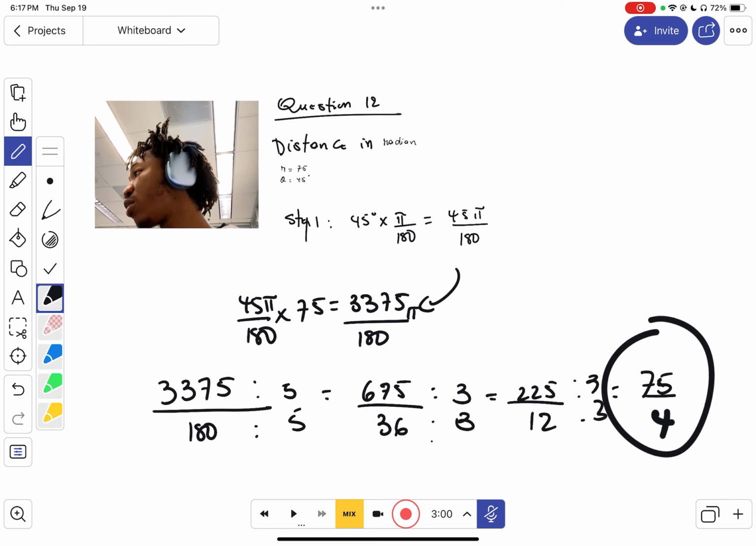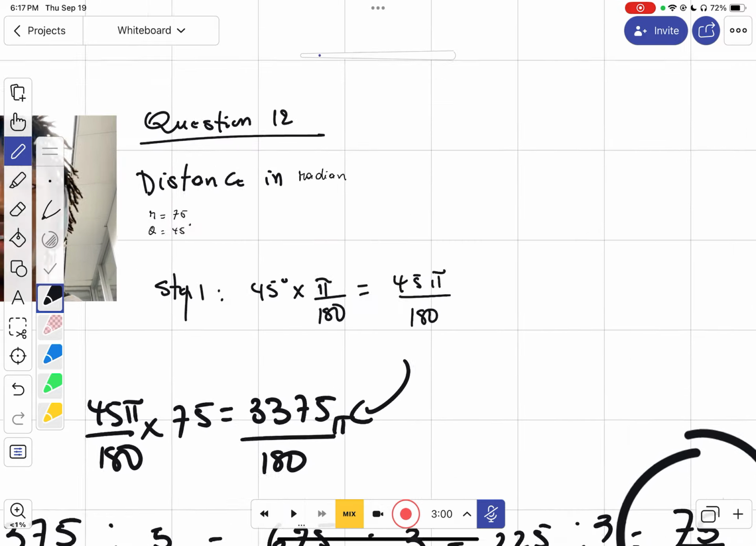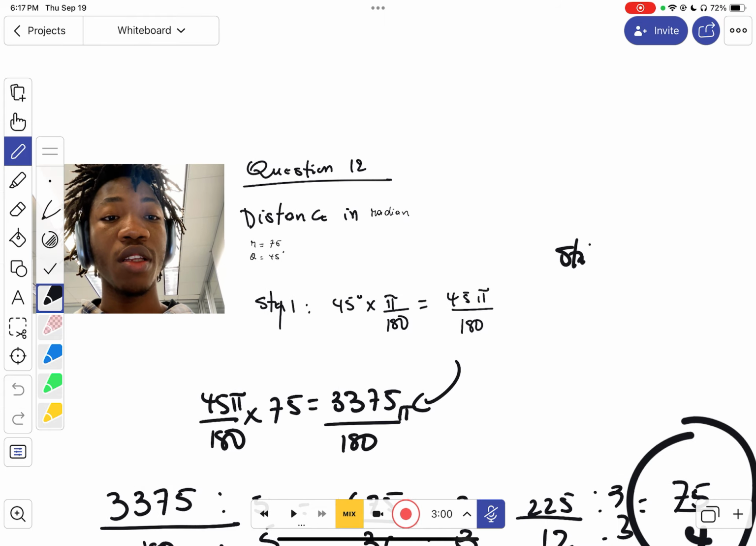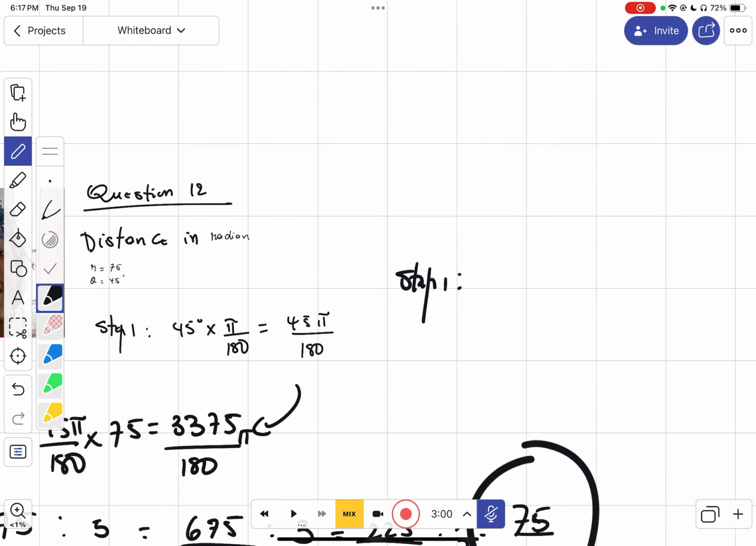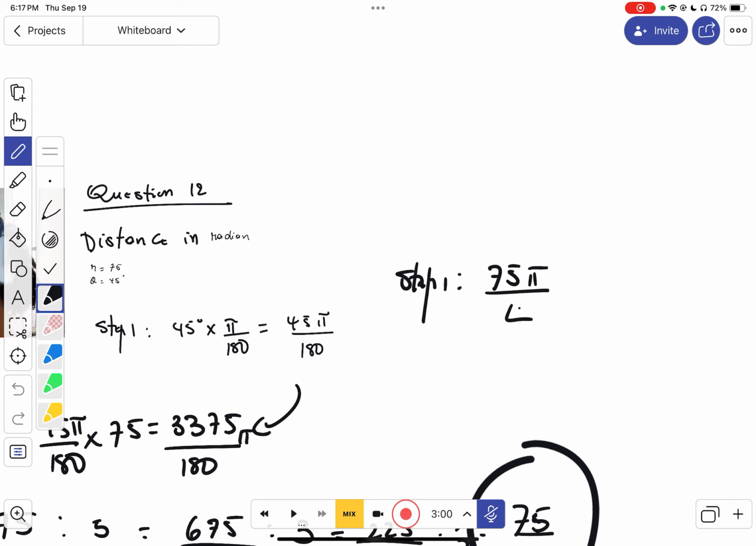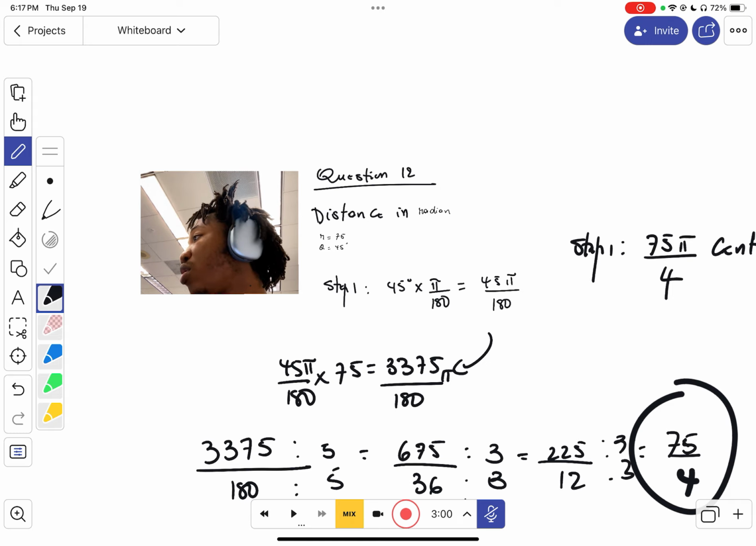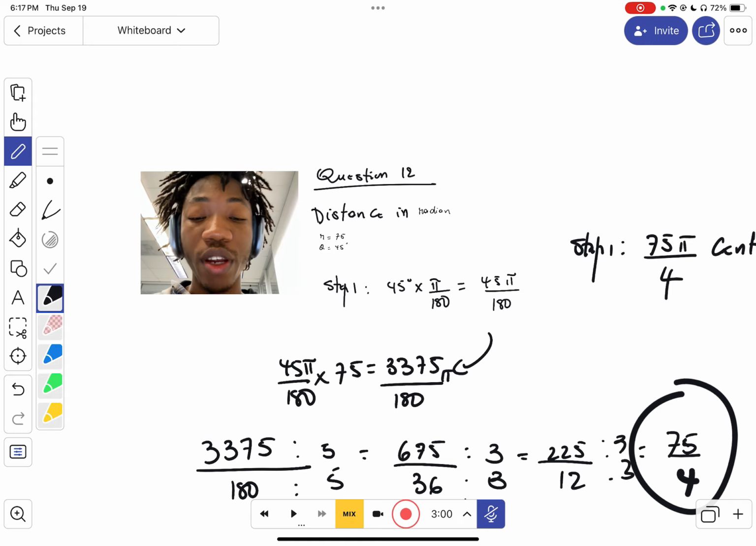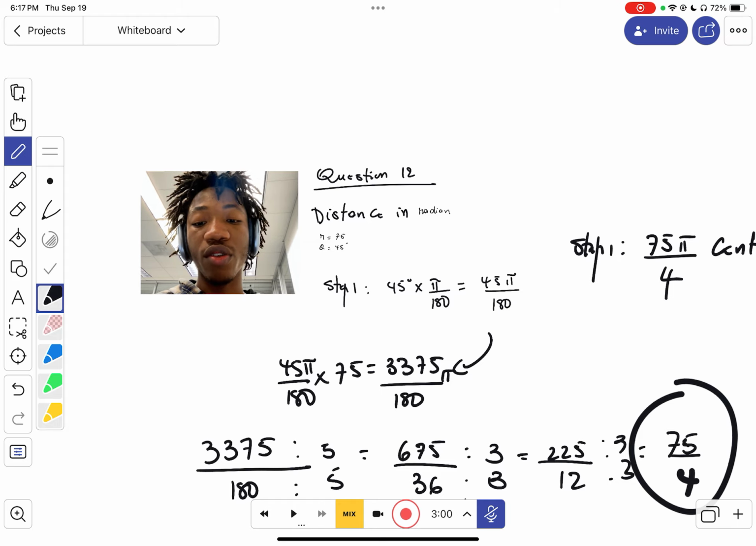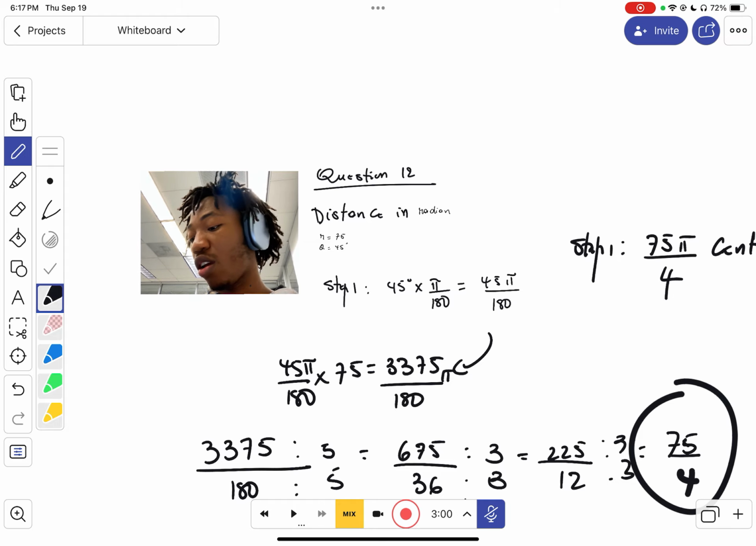And step one says to give the distance with the radian ratio, but in centimeters. So step one is going to be 75 pi over 4 centimeters. So this is step one. And then for step two, they said to give the distance in centimeters. So right now, you're going to convert the ratio into a decimal number. In order to do so, you do 75 pi divided by 4, which is going to be equal to 58.90.